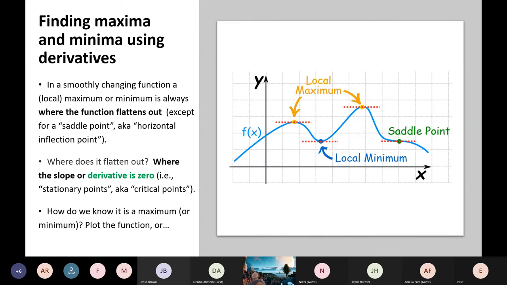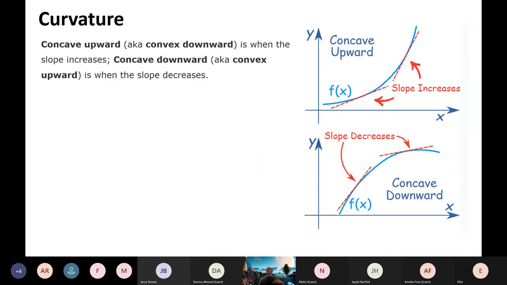Well, the easiest answer is just to graph the function. Graph the function out, and you can visually check if this point is a local minimum or maximum or saddle point. But if you don't want to graph the function, we can use something called the second derivative.